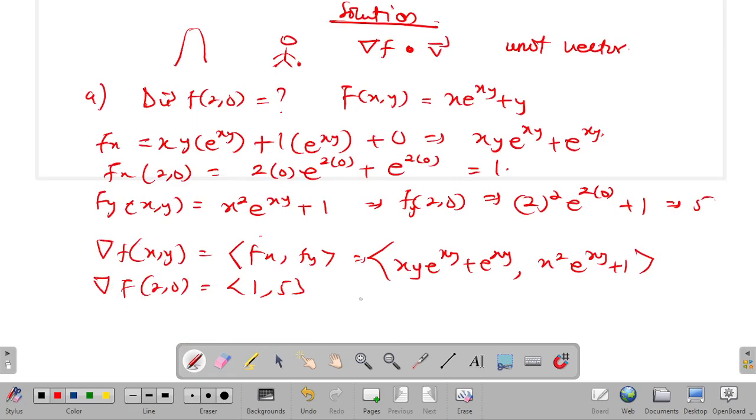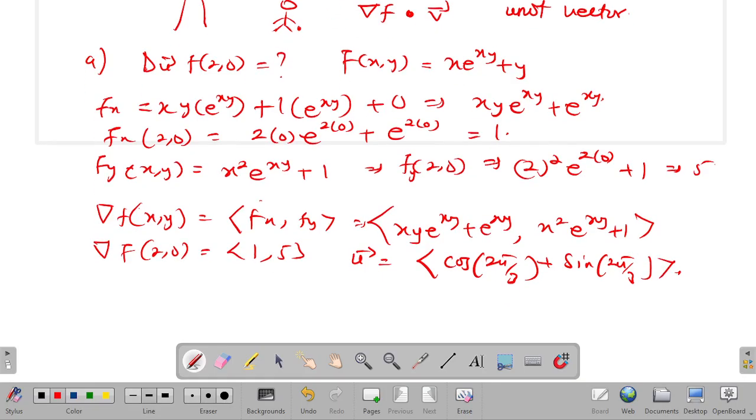So our vector u will be equal to cosine of 2 pi over 3 plus sine of 2 pi over 3. So our answer is simply going to be the gradient function at 2o dot our vector. So first of all, what is our u-naught? Our vector is simply, when you simplify this expression, you get (negative half, root 3 on 2), right?